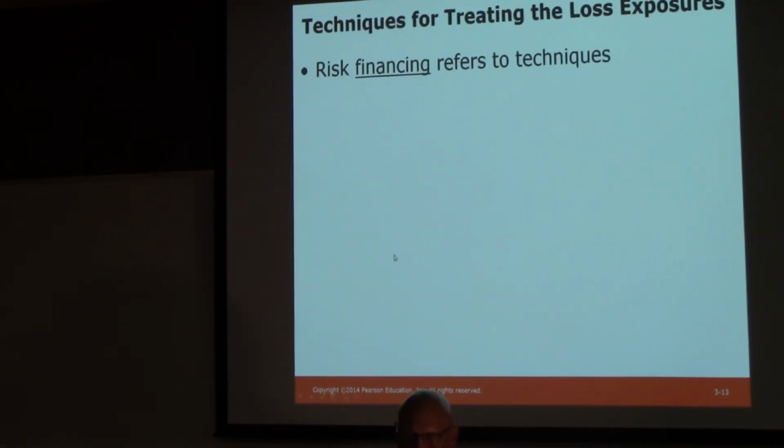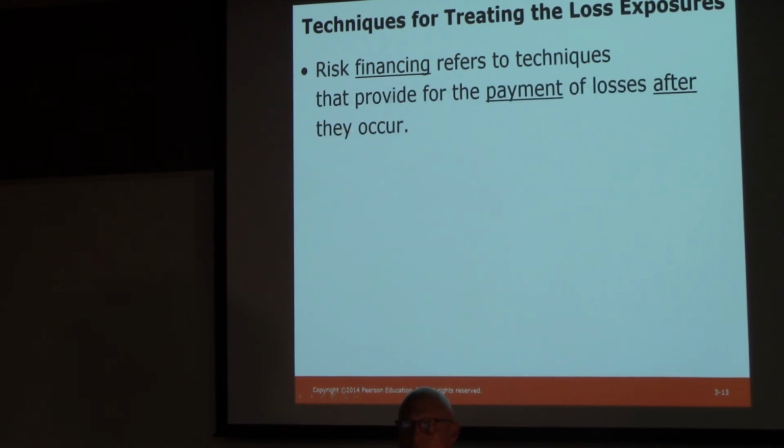All right, techniques for treating the loss exposures. Well, risk financing. These are techniques that provide for the payment of losses after they happen. So once we identify loss exposures, once we take measures to avoid loss, to reduce the frequency and to reduce the severity, now we're dealing with what happens when a loss occurs. What's the best way to pay for it?